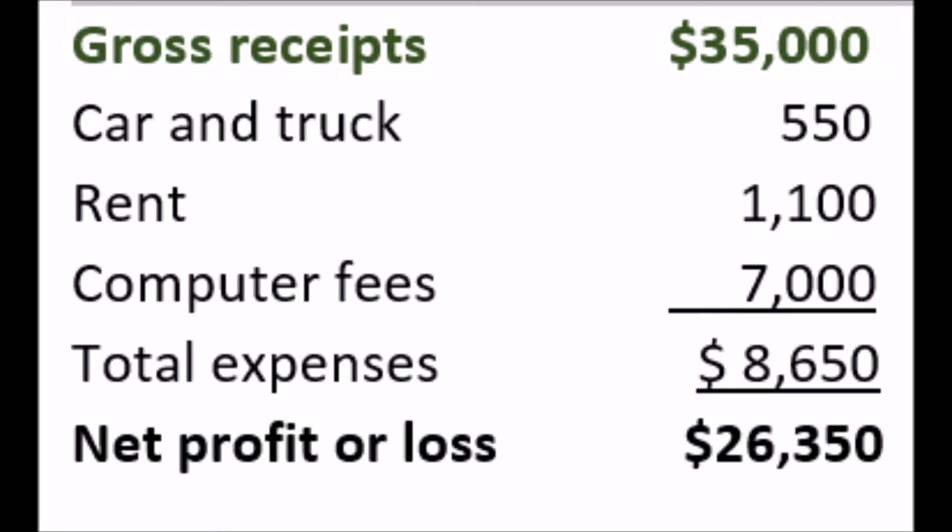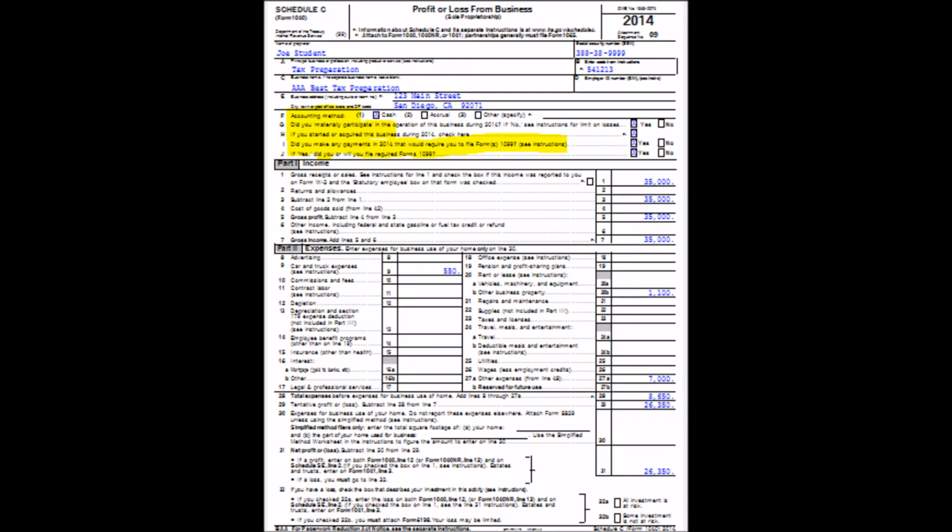So gross receipts or sales were $35,000, less expenses of $8,650 gives a net profit or loss of $26,350. This shows up on Schedule C. Here you see the exact same numbers in our example, only they're on the Schedule C.